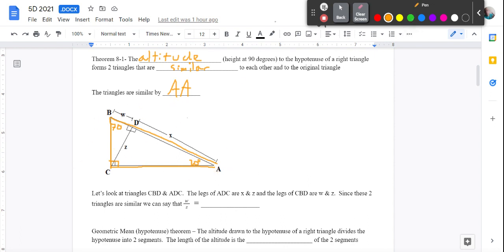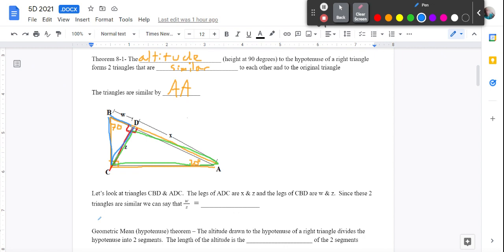Z is the altitude. That line segment Z is the altitude, and it goes from the hypotenuse up to our vertex C. That's what an altitude does. It's a height at 90 degrees. Now it creates two additional triangles. I have this green triangle here, DCA, which looks like this, and I have this blue triangle, BCD, which looks like this.